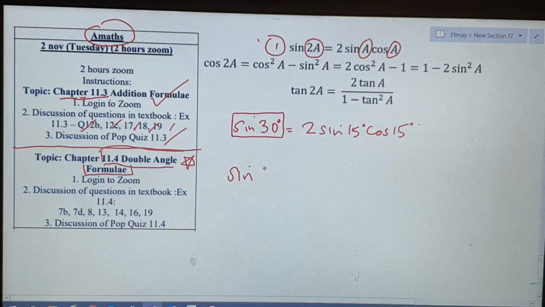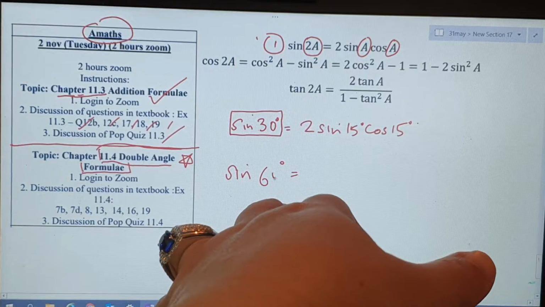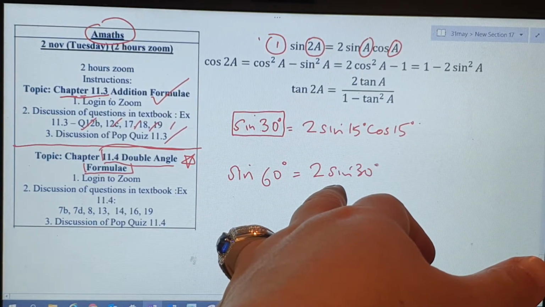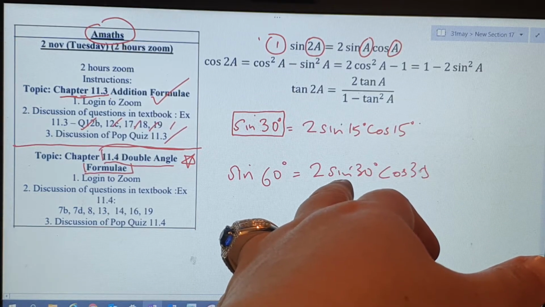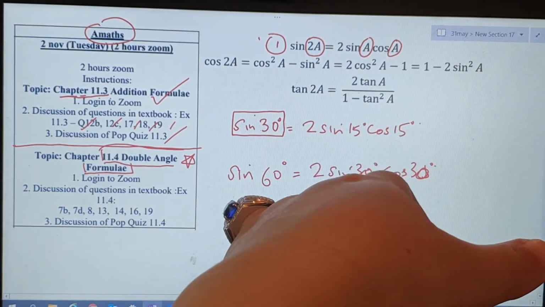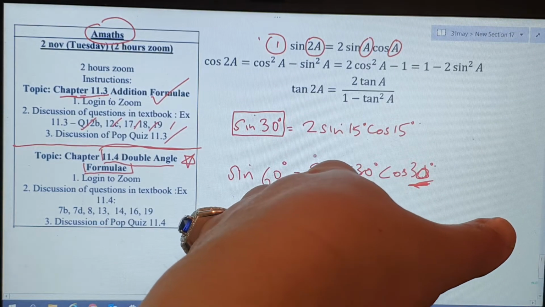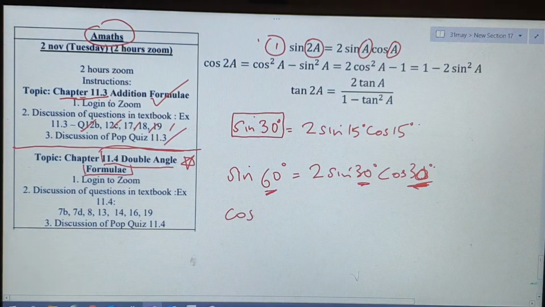But let's say I give you another one. Let's say sine of 60 degrees. I can express this as 2 sine 30 degrees cos 30 degrees. This might be more useful because these are all special angles. Of course, the question may not be like that. The question may be in terms of algebra.